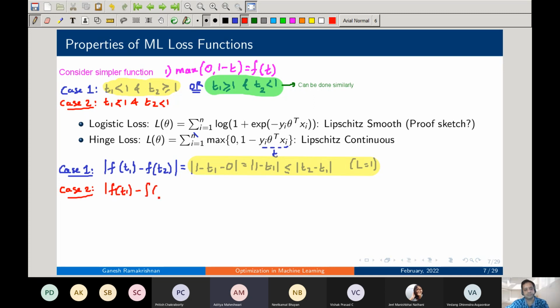What would this be? In both cases, you'll have 1 minus t1 and 1 minus t2 as the max. So this is exactly equal to the absolute value of 1 minus t1 minus 1 minus t2. It is even more straightforward, right? This is basically just the absolute value of t2 minus t1, which is less than or equal to the absolute value of t2 minus t1, amounting to again L equals 1. Did someone have a question?